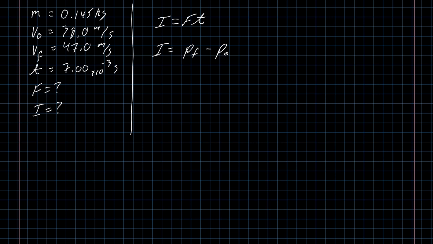All right, well, that's great and all, but do we know equations for momentum? Thankfully, in this case, we do. We know that momentum is mass times velocity, which means that the final momentum is the mass times the final velocity, and the initial momentum is the mass times the initial velocity.